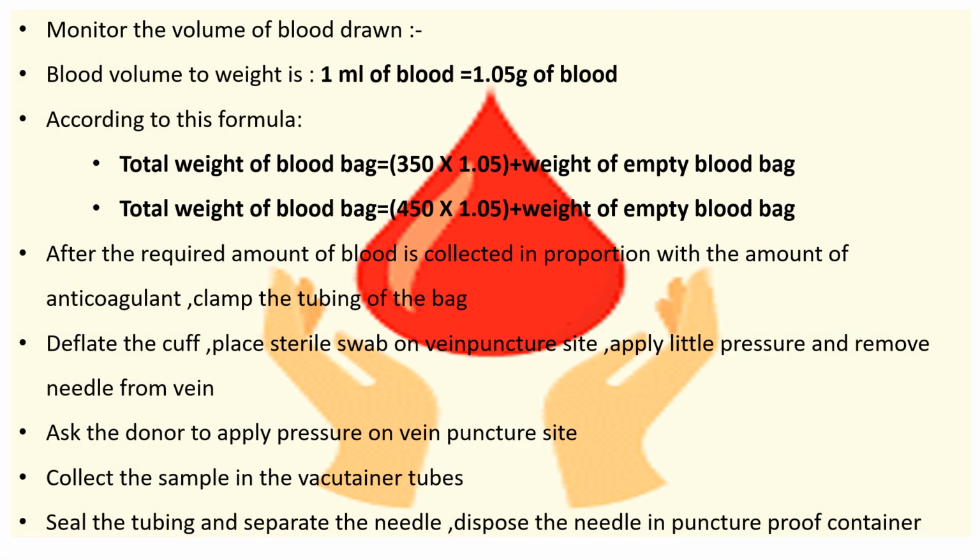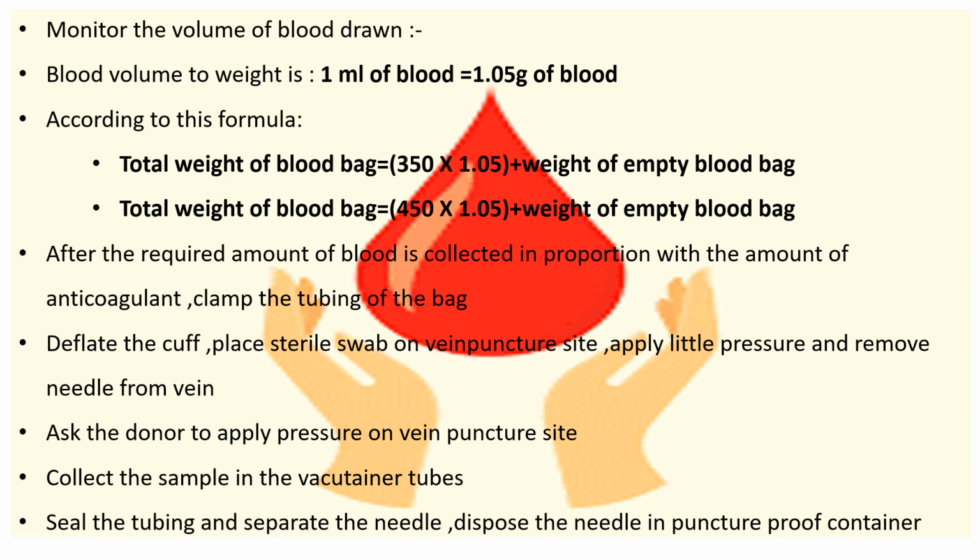Now we have to monitor the volume of blood drawn. Mostly, 1 ml of blood is equal to 1.0 gram of blood. So according to the formula below, we will calculate the bag weight and the volume.